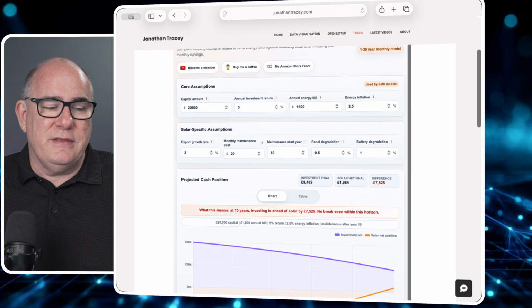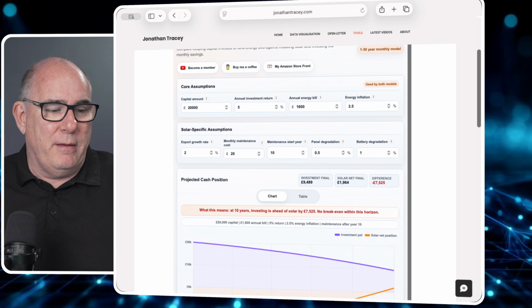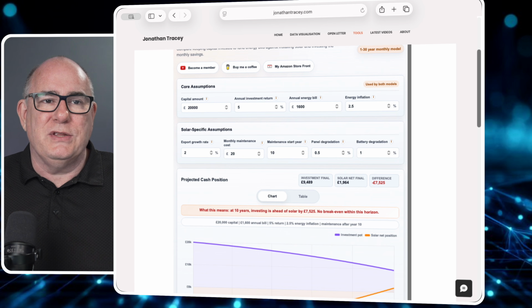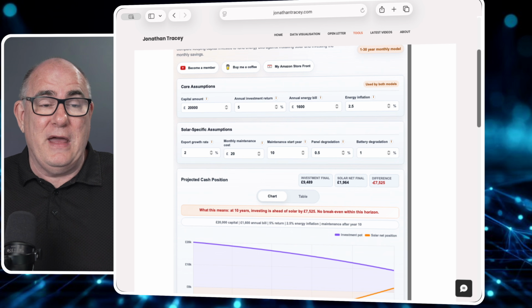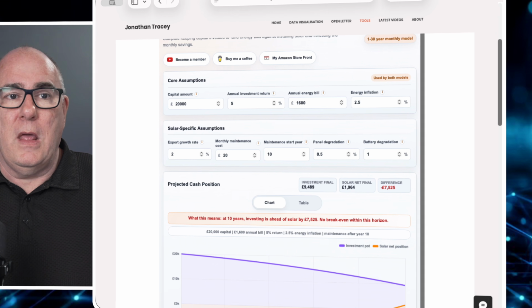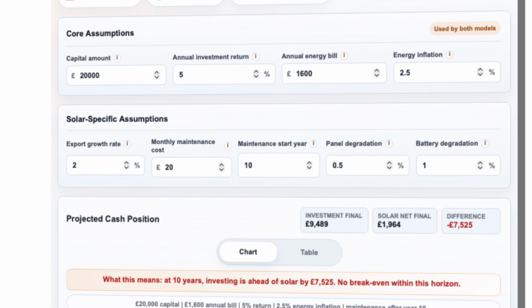Okay, so that's our ISA setup. We're going to put £20,000 in it. It's going to grow by 5% per year. We're going to take £1,600 a year out of that to pay our energy bill, and our energy bills are going to go up by roughly 2.5% per year. Then we come to our solar specific assumptions.